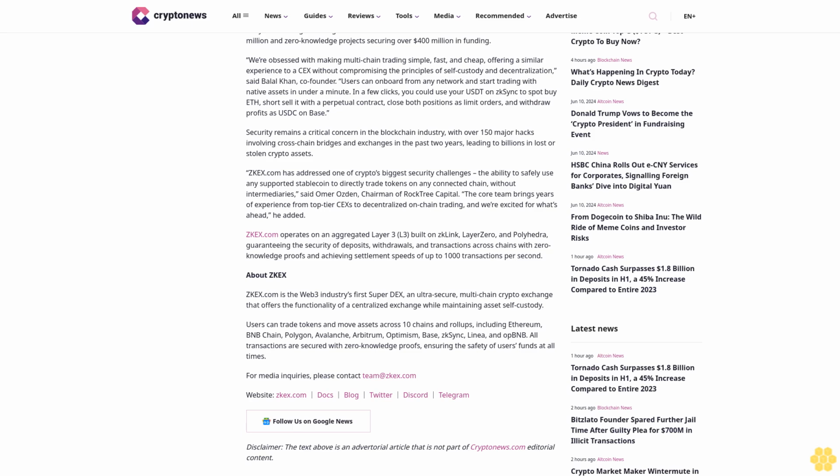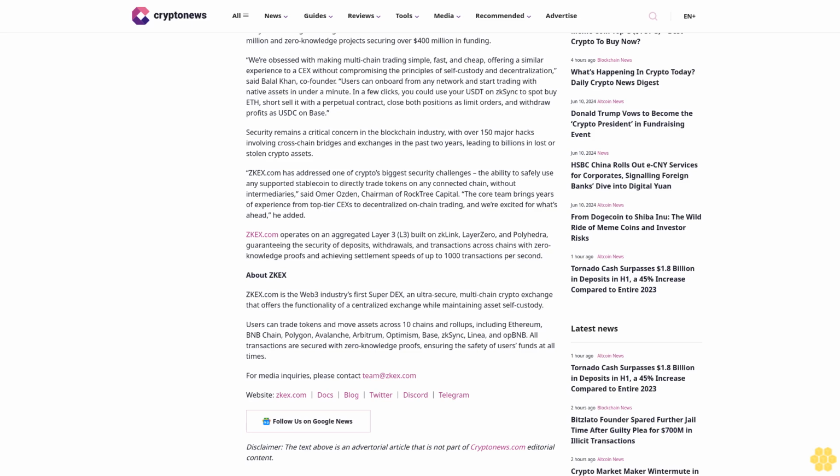ZKEX.com operates on an aggregated layer, L3, built on zkLink, LayerZero, and Polyhedra, guaranteeing the security of deposits, withdrawals, and transactions across chains with zero-knowledge proofs and achieving settlement speeds of up to 1,000 transactions per second. About ZKEX: ZKEX.com is the web's first super DEX and ultra-secure multi-chain crypto exchange that offers the functionality of a centralized exchange while maintaining asset self-custody.